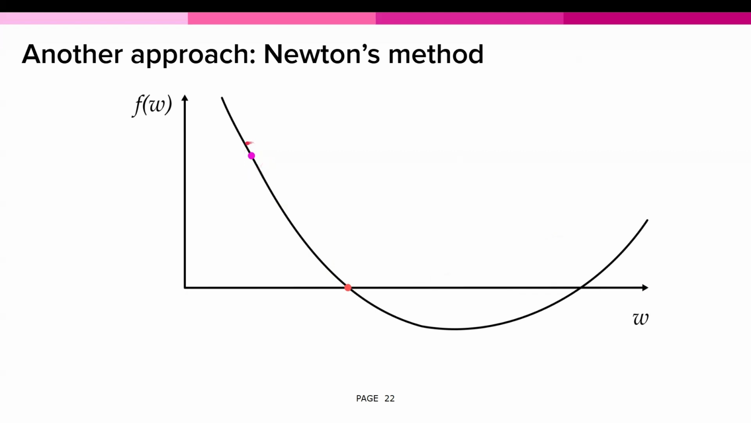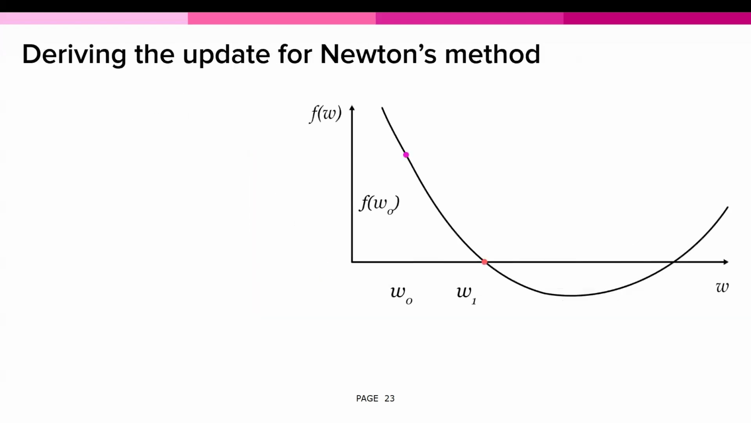For example, this pink point here, if we started there, we would fit a tangent at that point. We would find out where that tangent intersects the x-axis, and then evaluate the function at that new point, and then fit a new tangent, find out where that tangent intersects the x-axis, evaluate the function there, and so on and so forth.